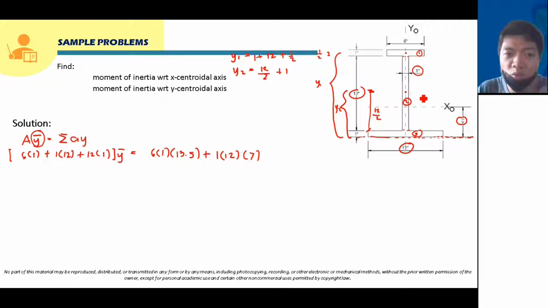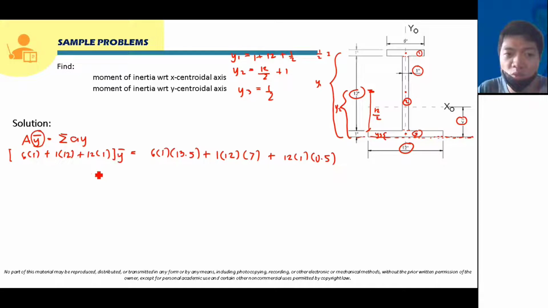And then for the last area, for our area 3, its area is just base times height, 12 times 1. And what will be its y? So the centroid of this area is somewhere here. So we just need this distance for y3. Your y3 is just half of 1, so this is just 1/2. So for this, it is just multiplied by 1/2 or 0.5.